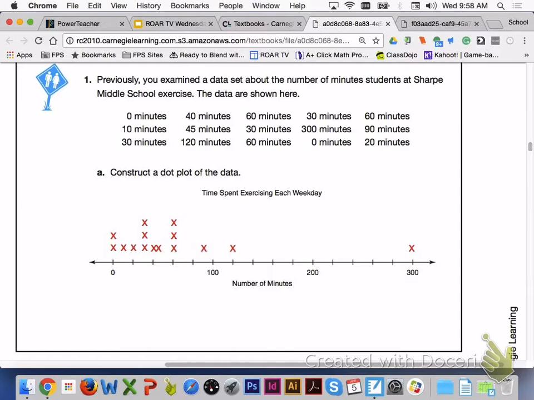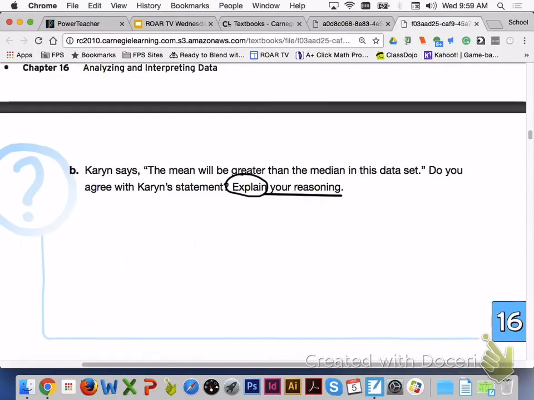Here is what your dot plot should look like for letter A. Again, please check over and make sure that you have the correct number of X's and they are properly placed on the number line. Please turn to page 1085 and answer letter B with your group members.